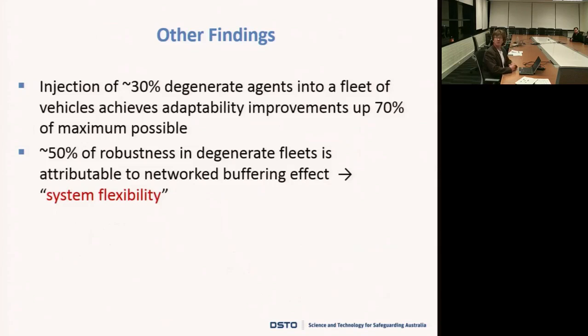30% gives you pretty much the bulk of adaptability. And when you ask the question, for instance, is network buffering, how much does it actually contribute to robustness? You can actually do that also.